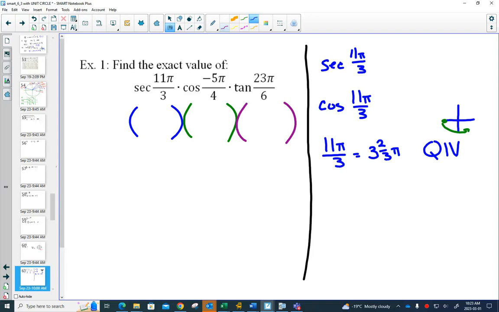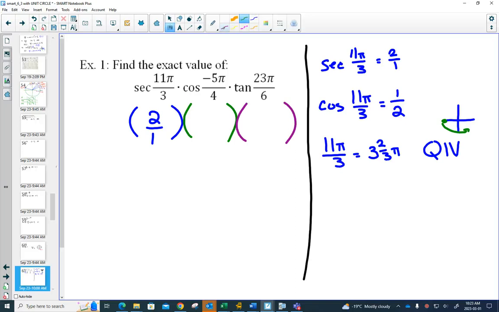So now, if I have my pi over 3 family, quadrant 4 cos is positive. Cos of 11 pi over 3 would be 1 over 2. Then in the blue brackets, I can now replace secant of 11 pi over 3 with 2 over 1. This is my thinking off to the side, just to fill in that number.